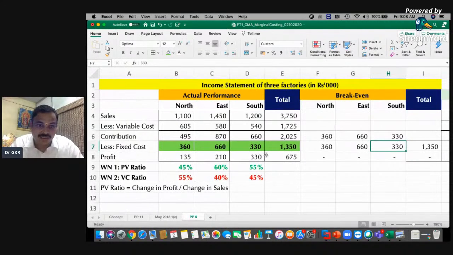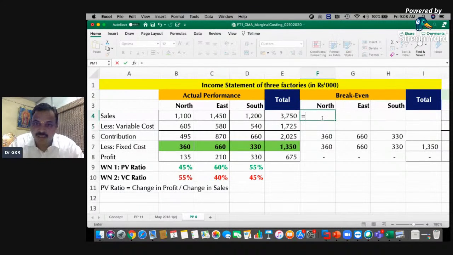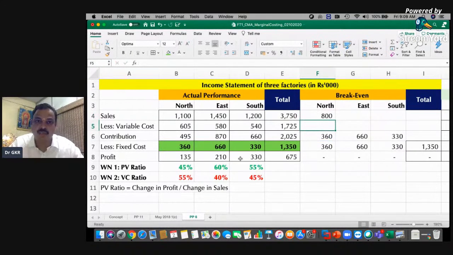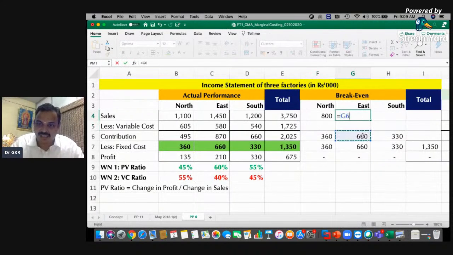Now remember, guys, your PV ratio is this. So what is your sales? Your sales is your contribution divided by your PV ratio, 45%. So 800 is your break-even sales. Similarly, for East, 660 divided by 60%. 1100 is your break-even sales. For South, contribution divided by contribution ratio, 55%.